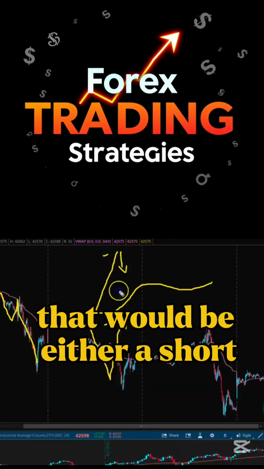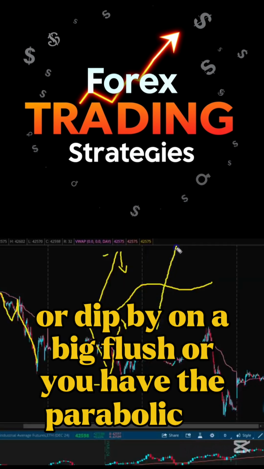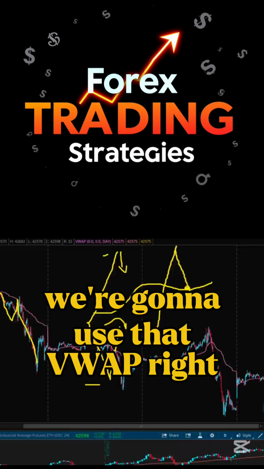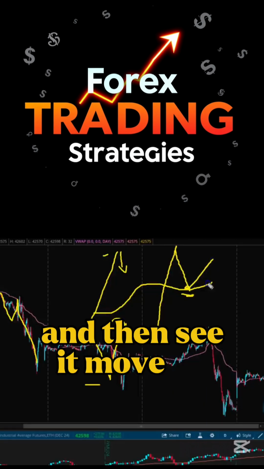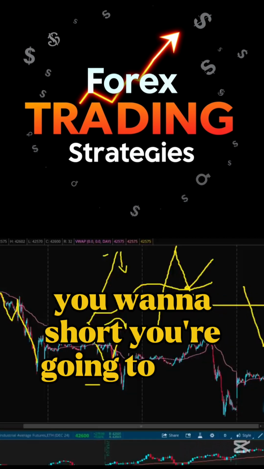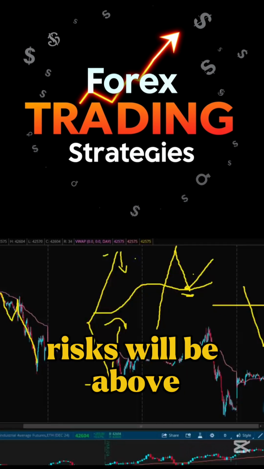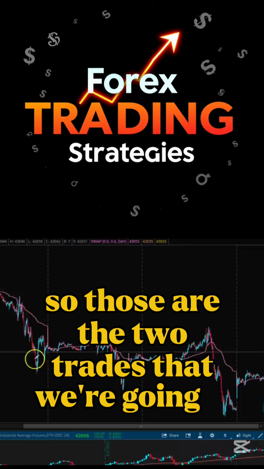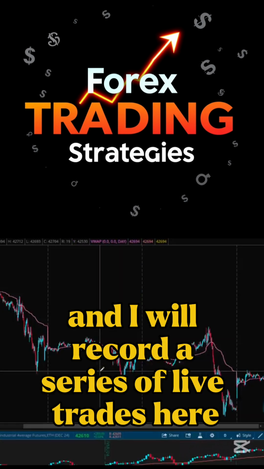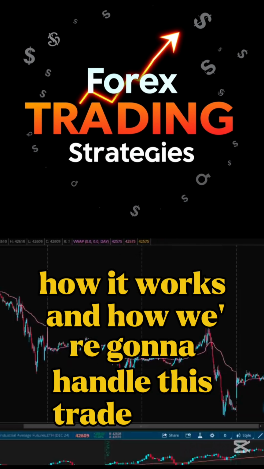That would be either a short on a big parabolic or a dip buy on a big flush, or you have the parabolic up, you're pulling back into the VWAP. We're going to use that VWAP right there as a base and then see it move up here, or vice versa. You want to short, you're going to look for a short right there. Risks will be above. So those are the two trades that we're going to use, and I will record a series of live trades here. That way you'll see pre-market, how it works, and how we're going to handle this trade from here on out.